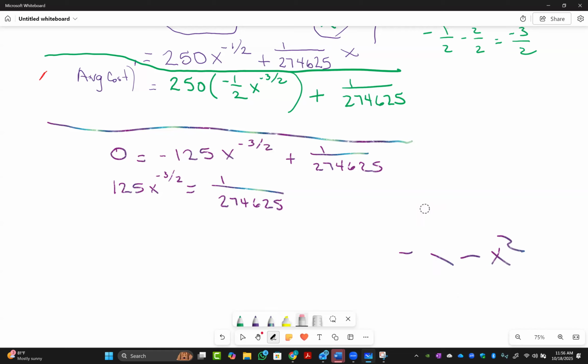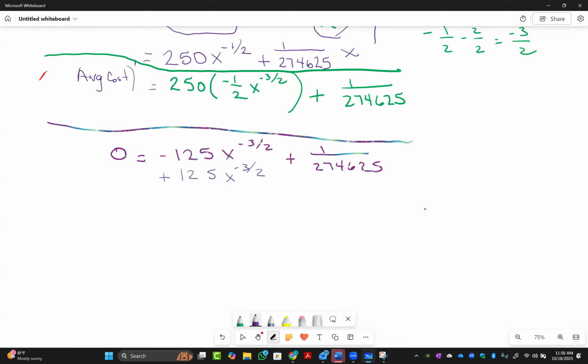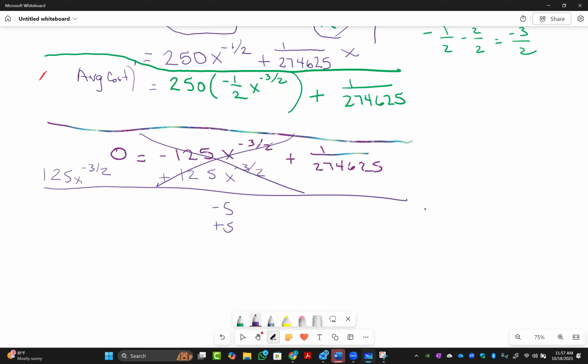We can make it positive, but it's still negative until we change it. All I've done so far is add 125x to the minus 3 halves to both sides. I think this gets canceled, right? If this was minus 5, I would add 5. I just make it 0, don't I? That's so weird because it doesn't look like you would cancel it, because you would have to subtract negative 3 over 2.